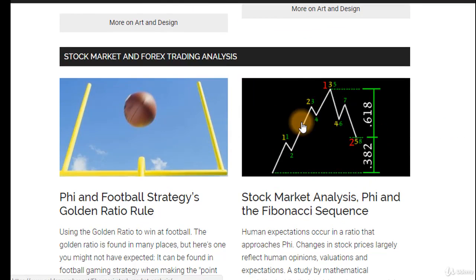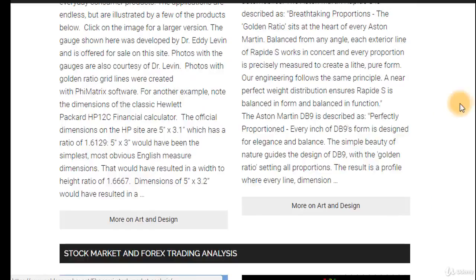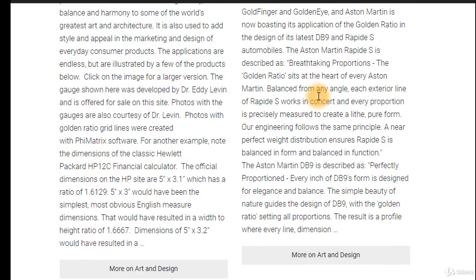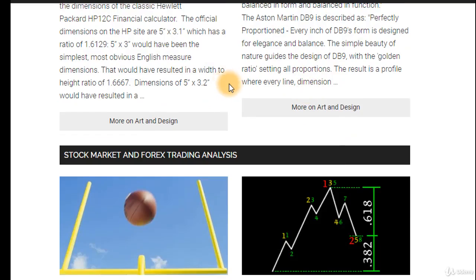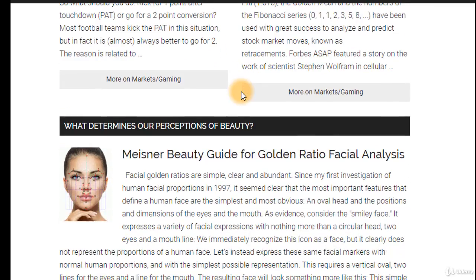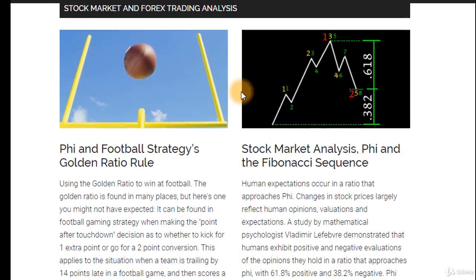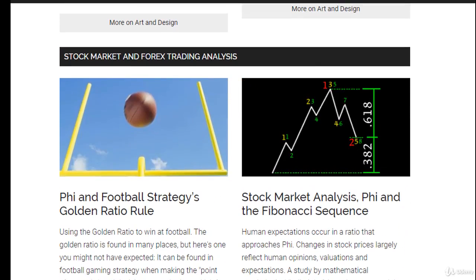Stock market analysis, phi and the golden ratio sequence. This is what we are covering. Overall, I want to say that these supernatural, magical numbers work in technical analysis too. Let's now cover what Fibonacci is.